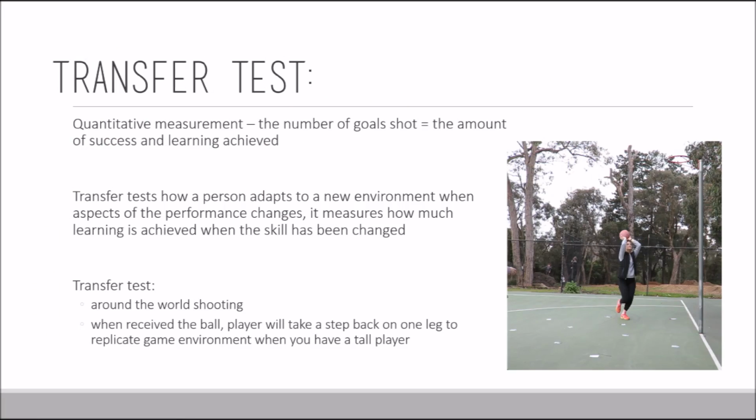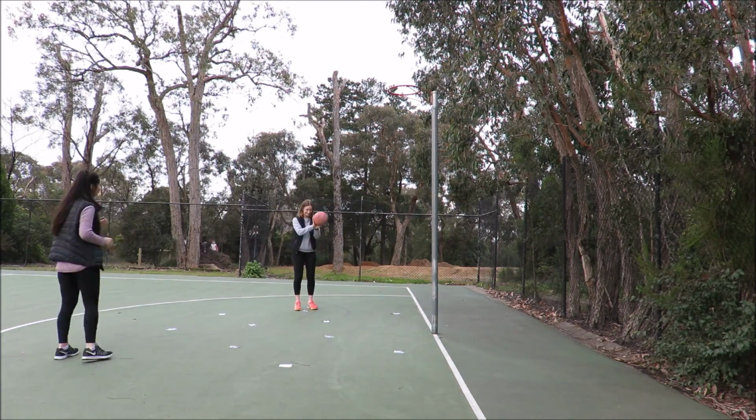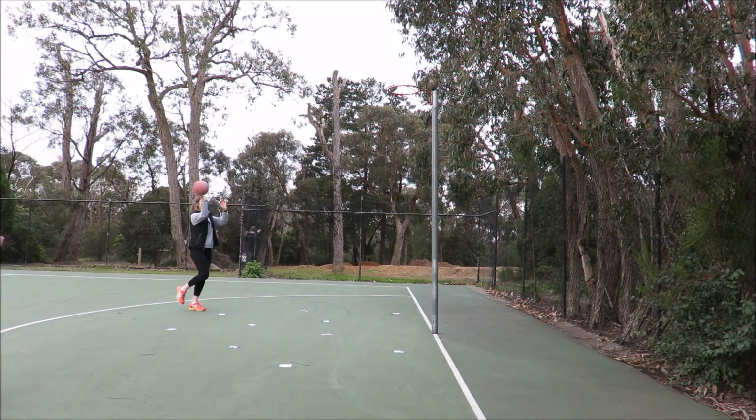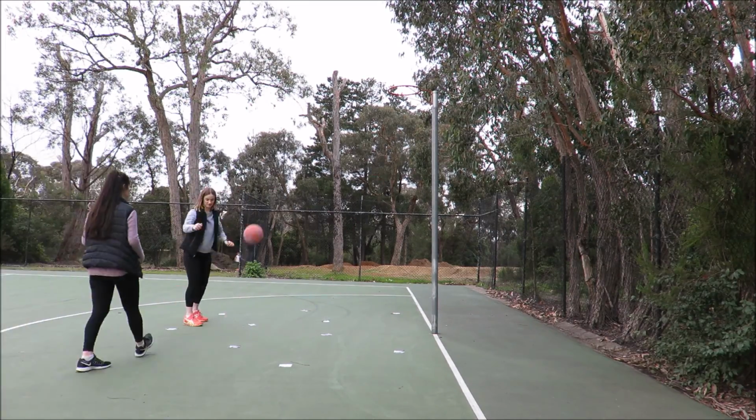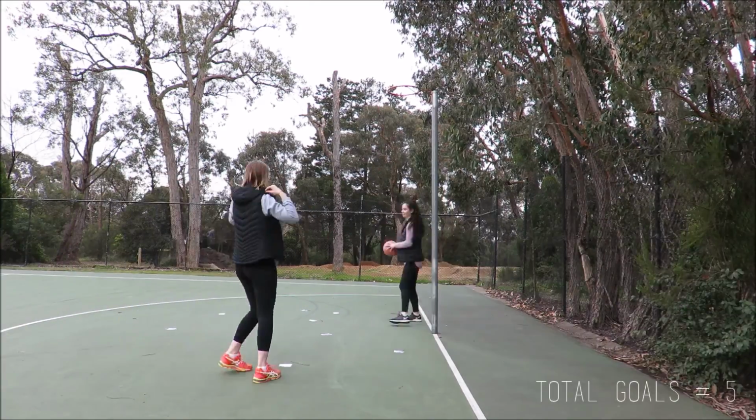The purpose of a transfer test is to assess the adaptability aspect of performance changes relating to learning. We chose a similar format to the pre and post-test, but instead, the player had to take a step back before her shot. So therefore she would be standing on one leg when shooting, reducing her stance and stability, leading the player to focus heavily on their technique.